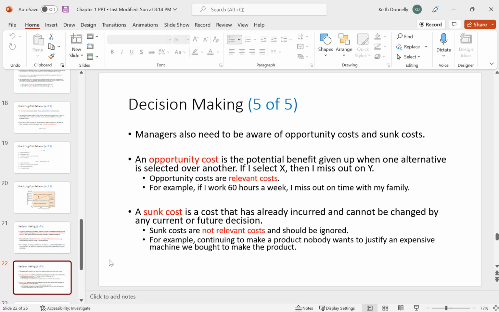That would be the wrong approach, right? In that case, the machine is a sunk cost. It already happened. We can't do anything to change it. In that case, we need to ignore it. And we really should be just looking at the fact here that nobody wants green and purple ketchup.